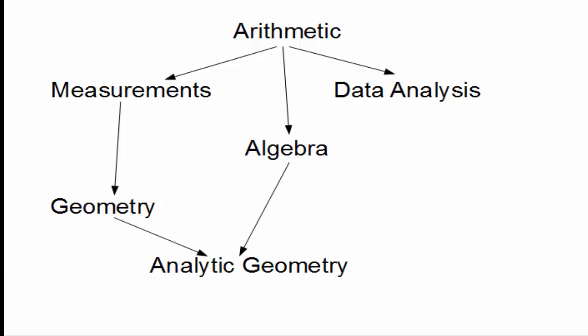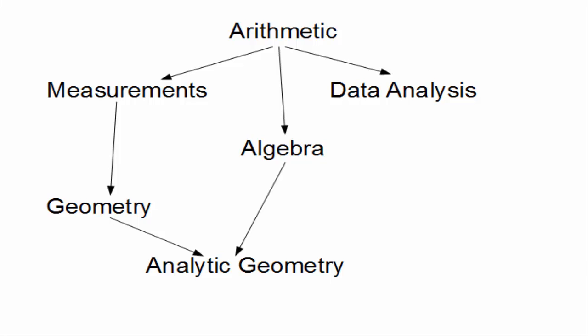Next is measurement. It's the art of finding the size or amount of something by comparing it to a unit. For example, to determine the length and width of a room, you can use a yardstick as a unit of length. To determine the weight of an object, you may use the pound as a unit of weight.